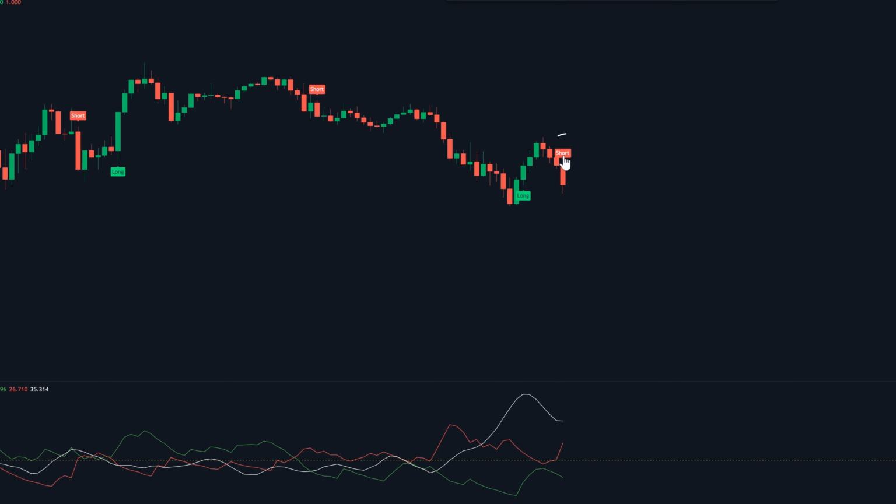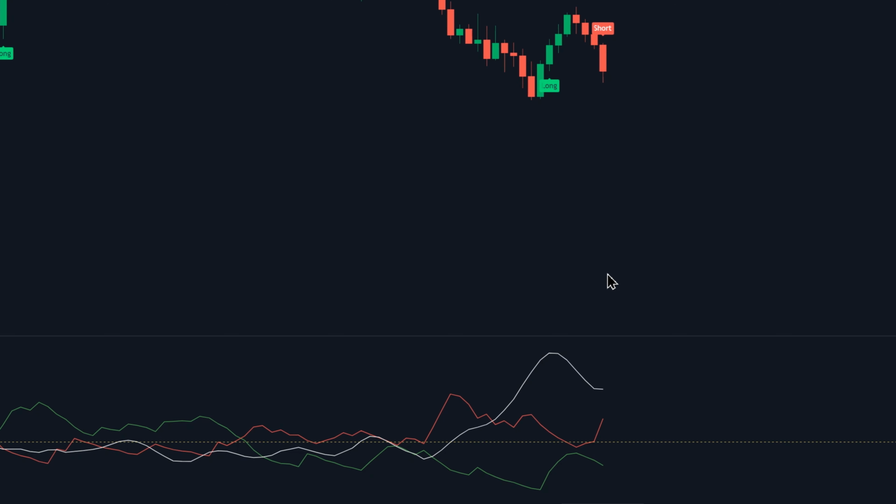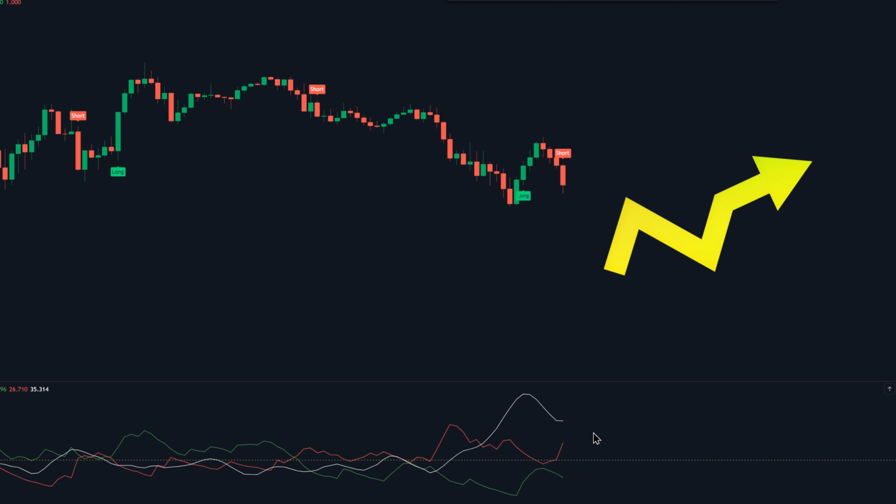First, a short signal should be printed by the twin range filter indicator. This signal candle is going to be our entry candle. Second, at the time the short signal is printed, two conditions from the ADX and DI indicator need to be aligned on this candle. One, the ADX line, this white line, should be above the yellow line to indicate that the market is in a bearish trend.